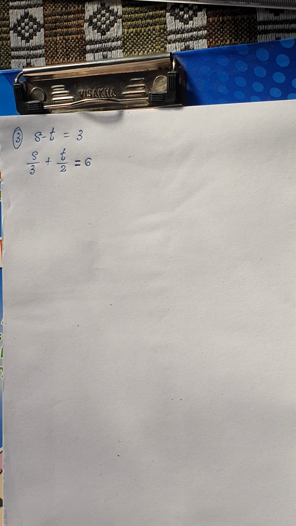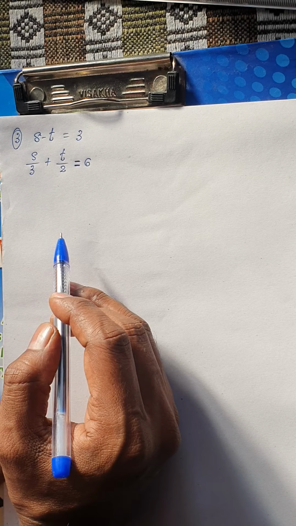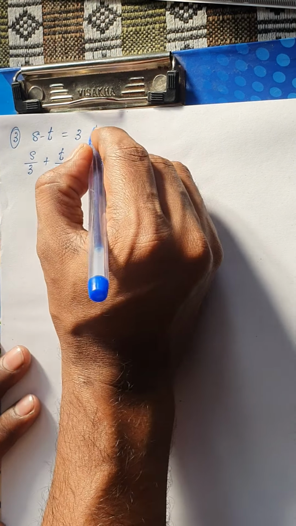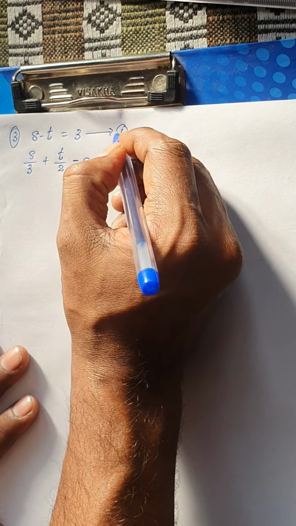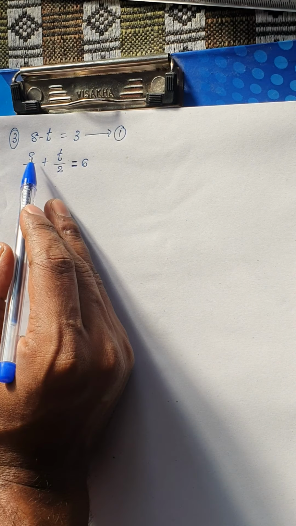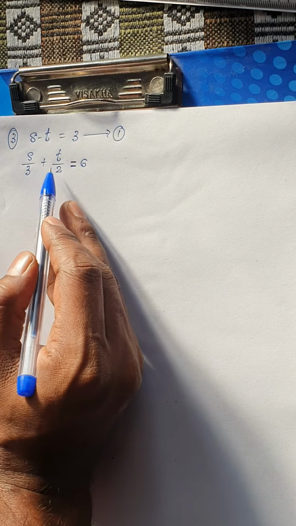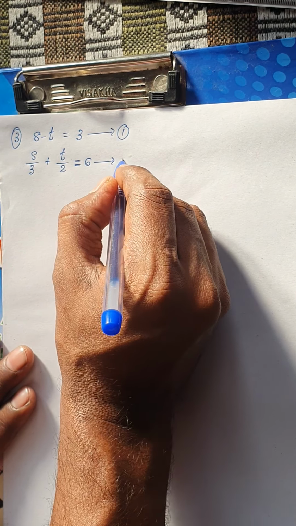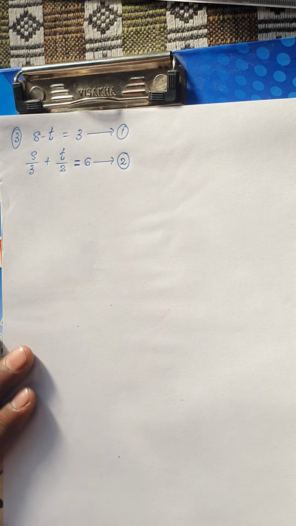Fine. Okay friends, I have taken the next question. This is the second question in the exercise. I have s minus t is equal to 3. Let me take the given equation as 1, and the other equation I have is s by 3 plus t by 2 is equal to 6. Okay, so you can take this equation as equation 2.